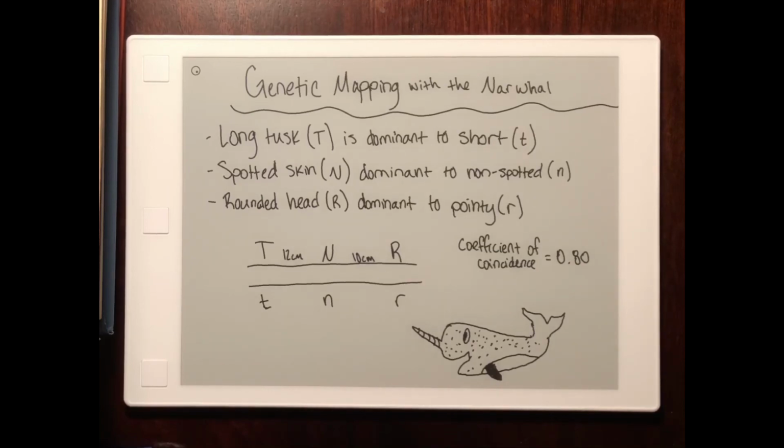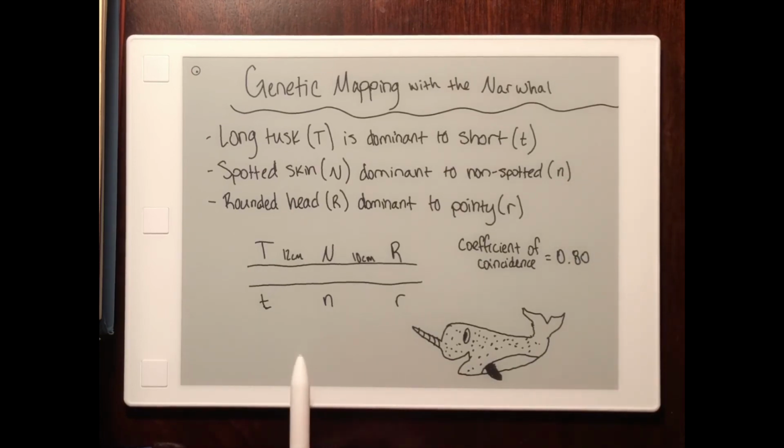We will be looking at a 3-point genetic map using narwhals. And so we have 3 traits in this case. One, which is tusk length, where the long tusk is dominant to short. And we have skin spotting, where spotted skin is dominant to non-spotted. And then we have head shape, where rounded head is dominant to pointy.